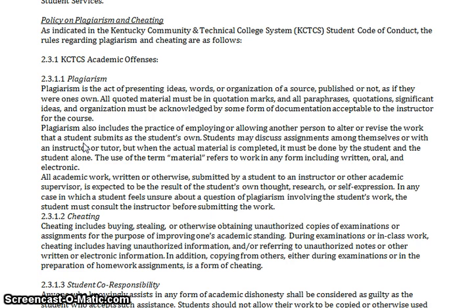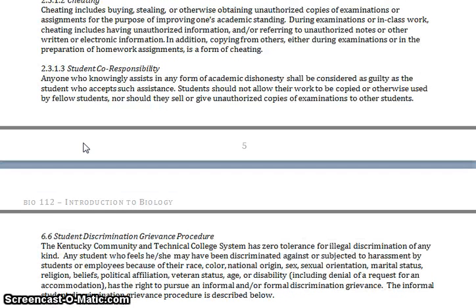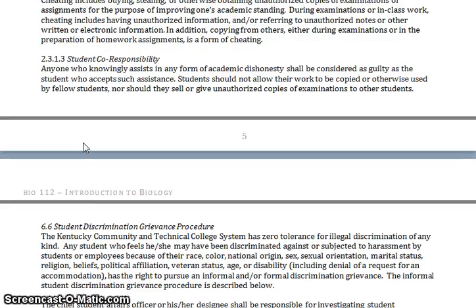Okay, and they have this part called the student co-responsibility portion. There, I don't need to know if two students have the same work, I don't need to know who was the original creator and who copied. They both get 0s, doesn't matter.